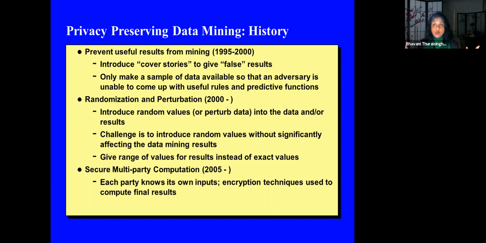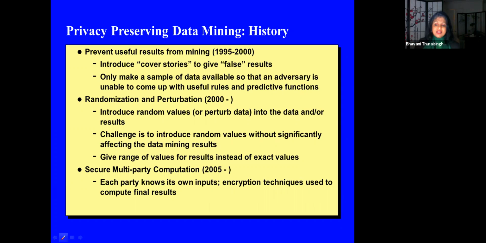Okay, but we don't know who has lung cancer yet, because assuming that we are not coughing and we are not doing anything. So that is what we want to find out, right? The individual values, the individual secrets we are keeping. Each party knows its own inputs, and encryption techniques are used to compute the final results. That's privacy preserving data mining, some history.